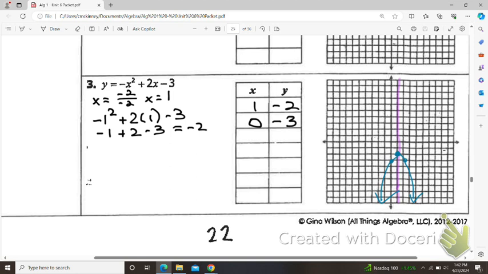No. If my vertex is below the x-axis, I'm already below and I'm heading down, I'm never going to touch that x-axis. So this one we would say that there are no real solutions or no roots. Okay?